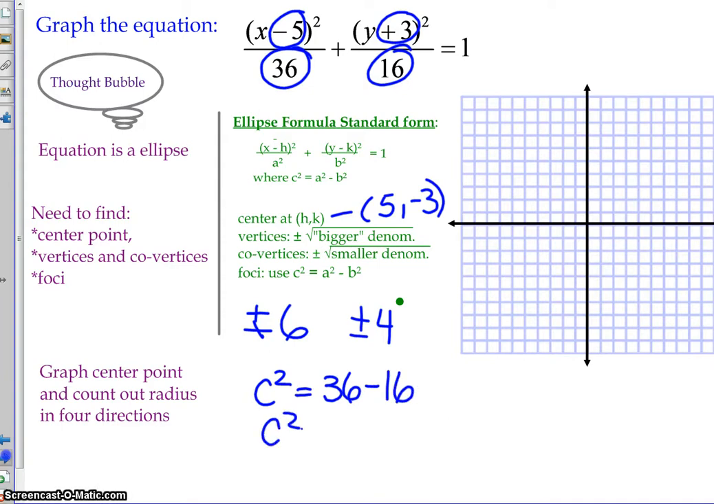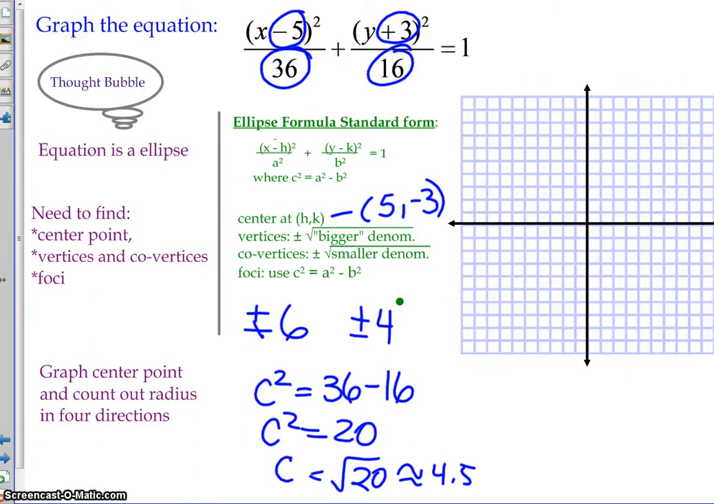So my c squared would be 36 minus 16, and I get 20. So my c alone is the square root of 20. Okay? And that square root of 20 is about 4.5. All right. So center point here. Center point is at negative 5.